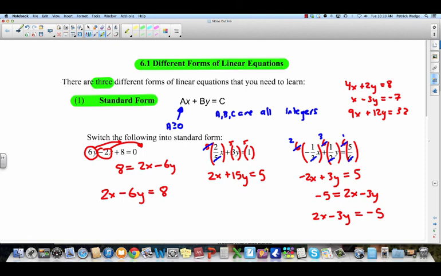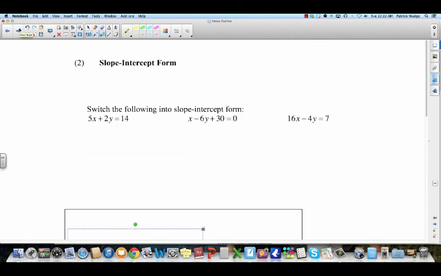Now, I think the most important form is slope-intercept form. This is the one that I would say is the most useful, easiest to graph, etc. So what does slope-intercept form look like? It looks like y equals mx plus b. We'll talk about that more in just a second. I just want to show you something first.